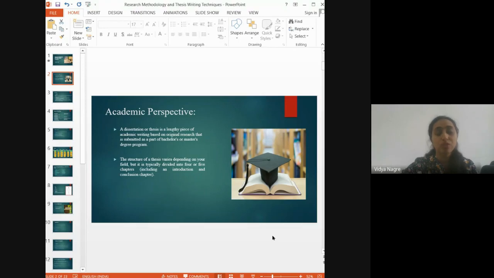program or the doctoral program. The structure of a thesis varies depending on your field, but it is typically divided into 4 to 5 chapters, including an introduction and conclusion chapter.